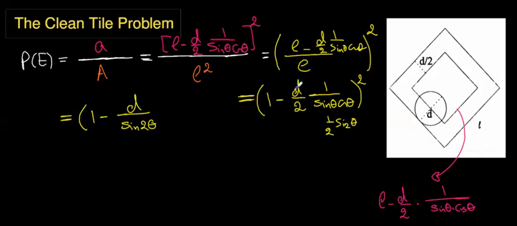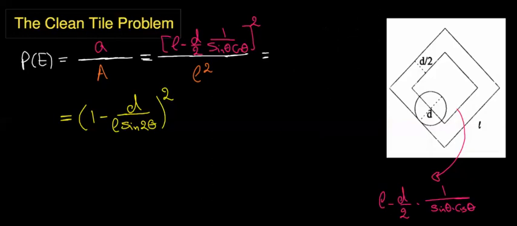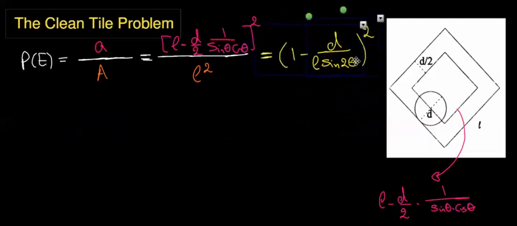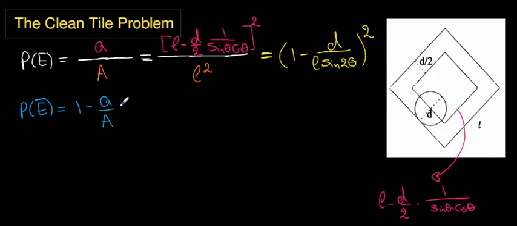Also, we have one L here and one L here over 2. So let's draw this, and I move this here. Very good. Thus, the probability of no cut is small a over big A, and the probability of at least one cut, I mean the probability of E complement, should be equal to 1 minus this, 1 minus (D over L sine of 2 theta) squared.